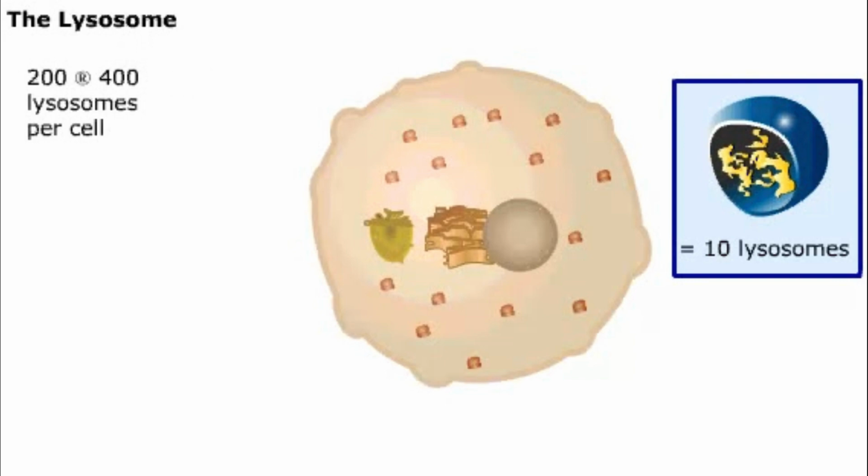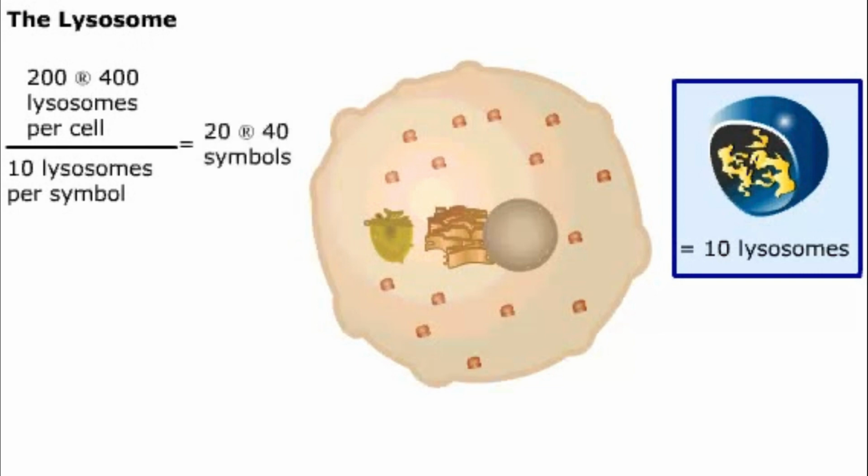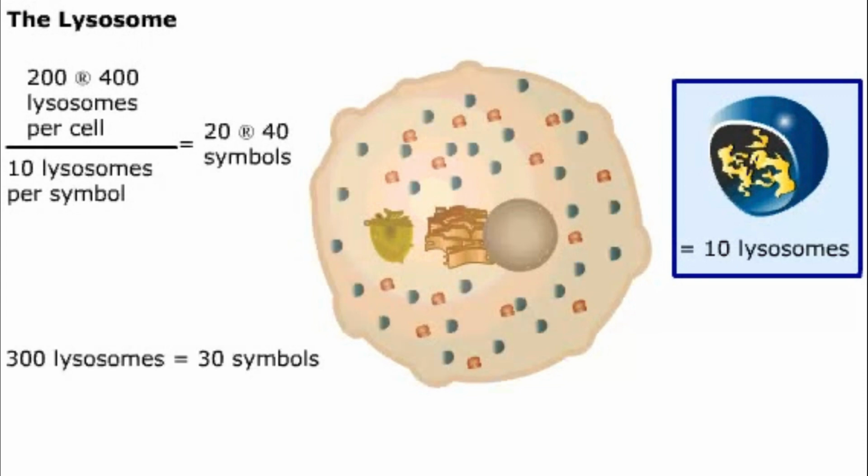Sorry, that's not right. We divide the total number of lysosomes by 10 to figure out how many symbols to include in our model. Click Reset to try again, or jump ahead to skip this step. Good job! If each symbol represents 10 lysosomes, then we need between 20 and 40 symbols. For simplicity, let's assume our liver cell contains 300 lysosomes, or 30 lysosome symbols.